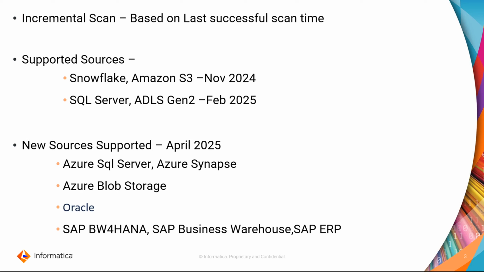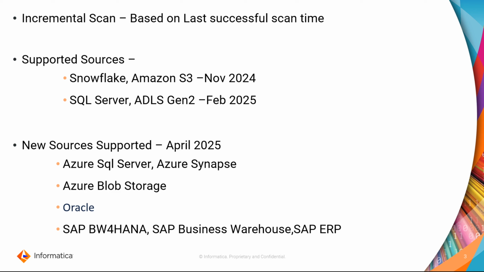An incremental scan efficiently processes only new or updated records from the source systems, avoiding the need to scan all records. It uses metadata or timestamp to detect changes since the last successful run, ensuring accuracy and relevance.